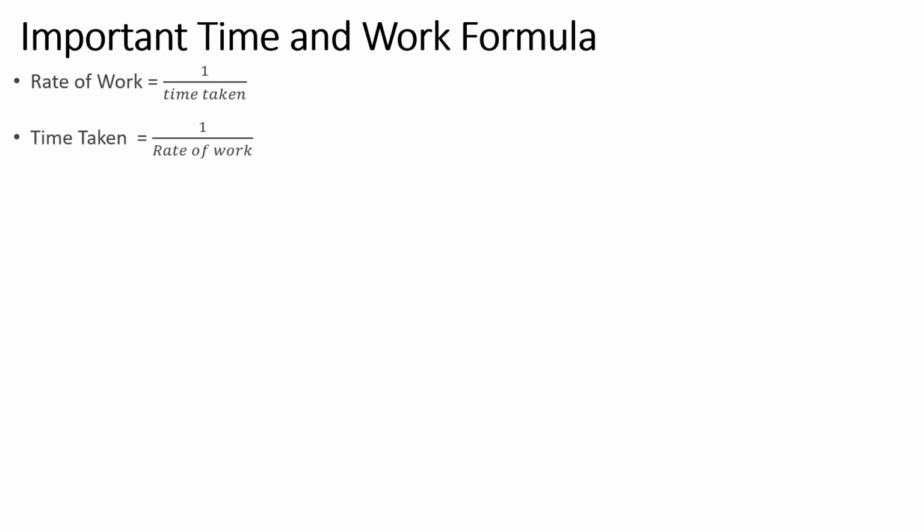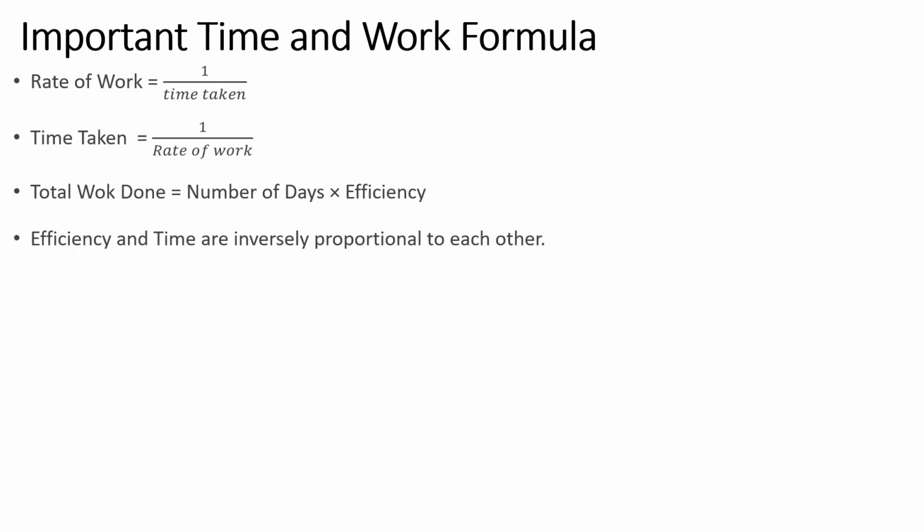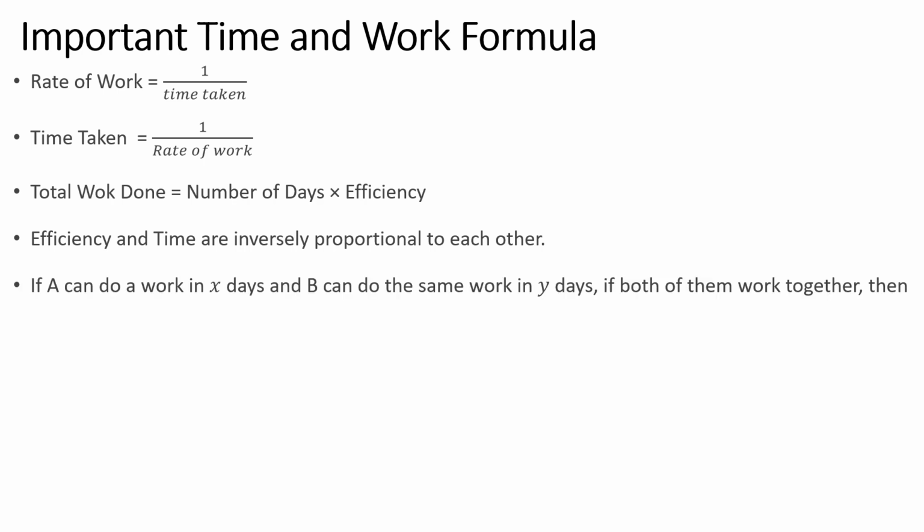Time taken: if the rate of work is given, to find the time taken, again you have to take the reciprocal. So that is 1 divided by rate of work. Total work done in the given days will be number of days into efficiency. Now efficiency and time are inversely proportional to each other. Like when time taken to do a work increases, the work done decreases.